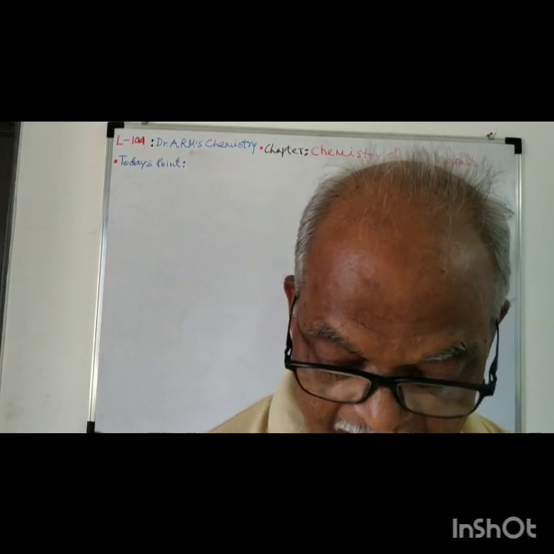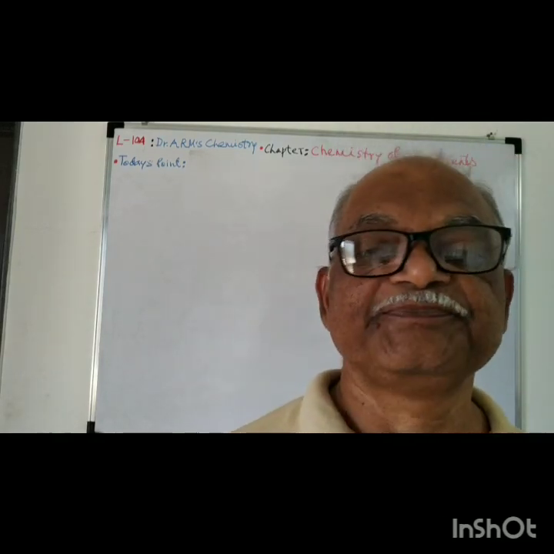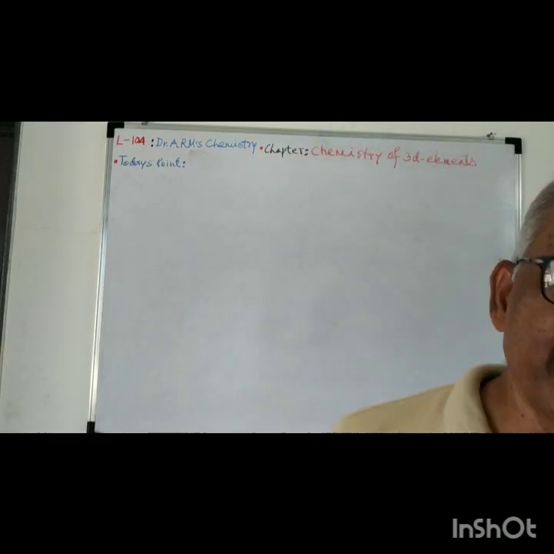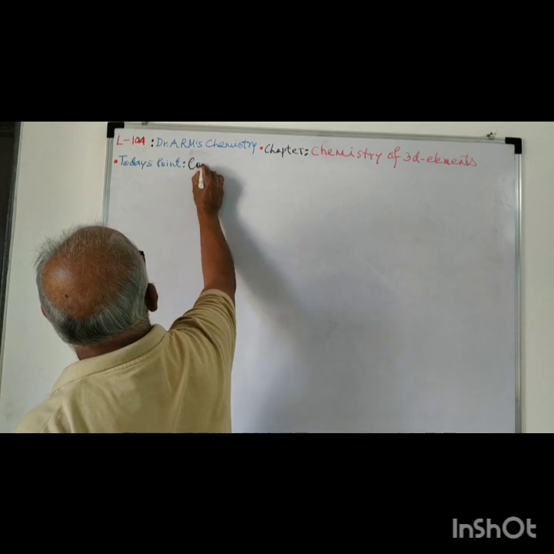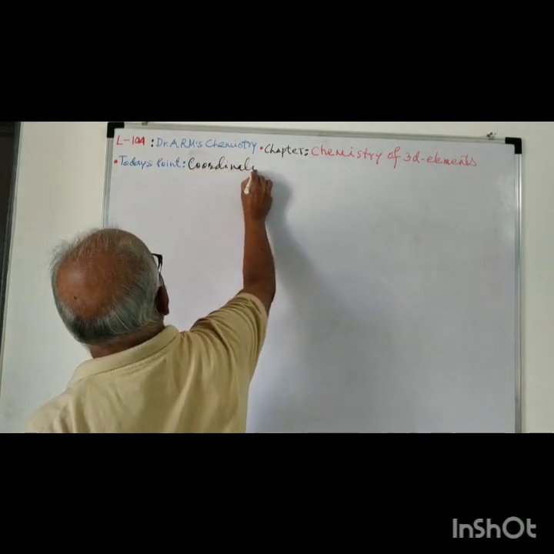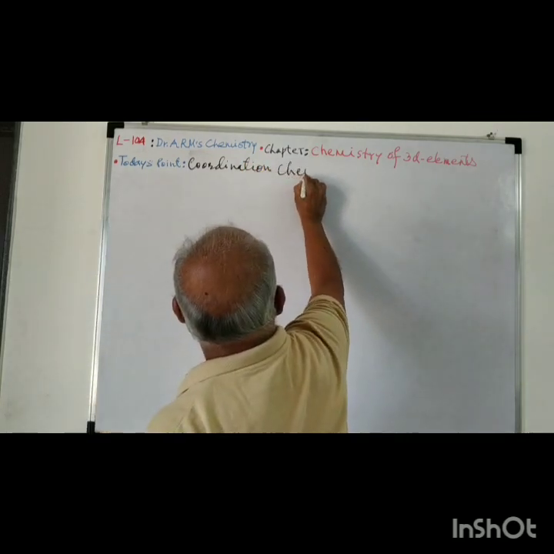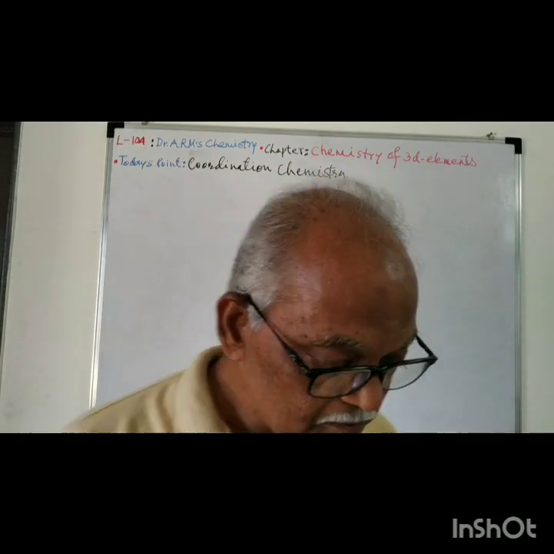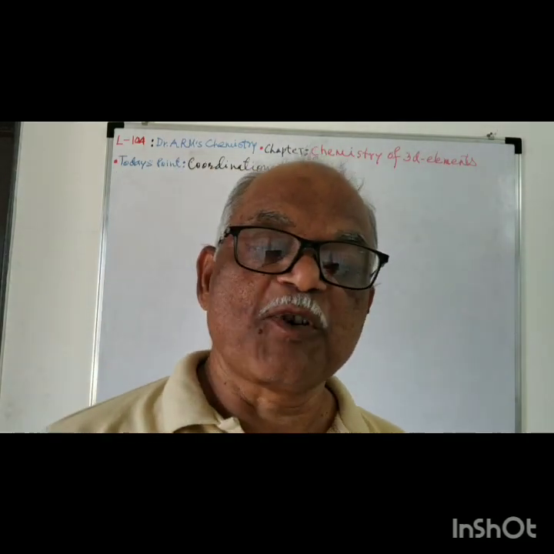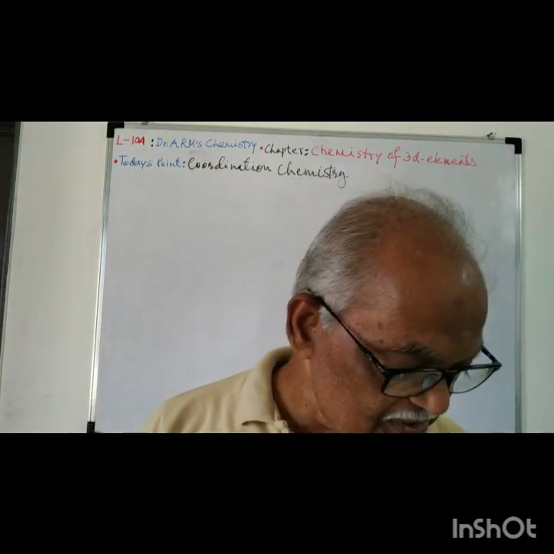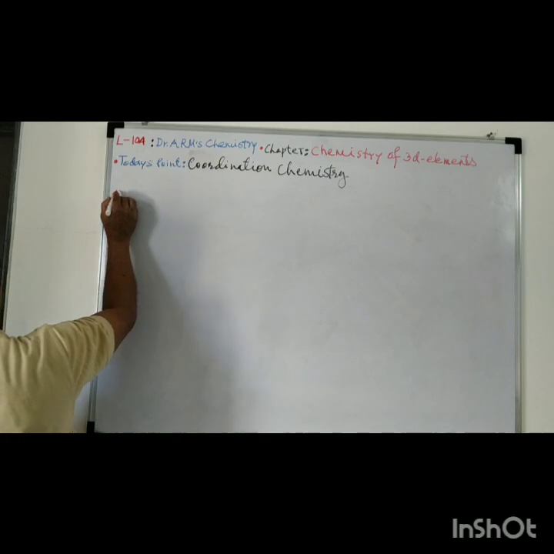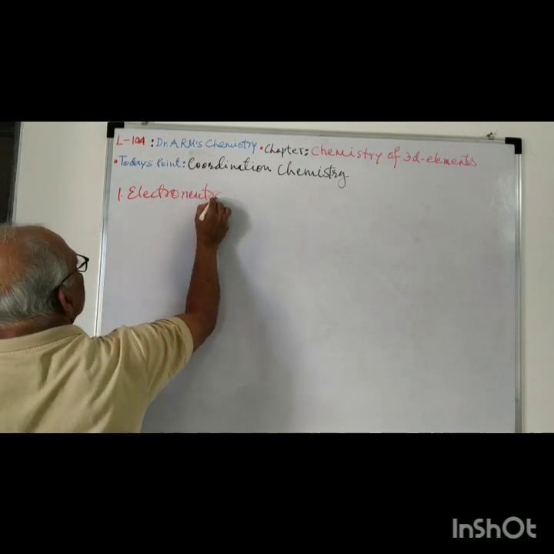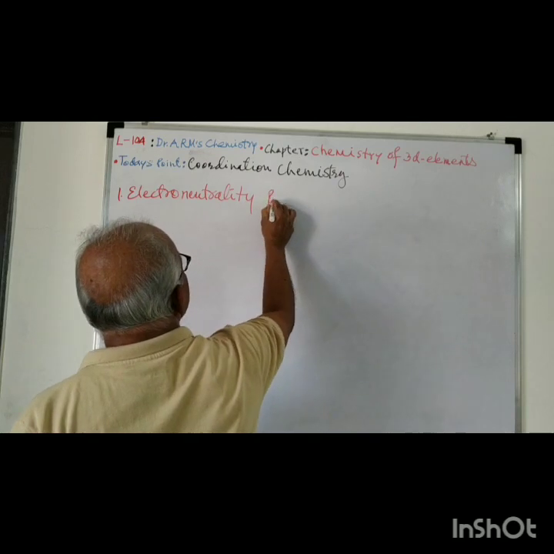Last time we were discussing general properties of transition elements, and today we will see the next part of this, that is coordination chemistry. So, the first point of coordination chemistry is the electroneutrality principle.